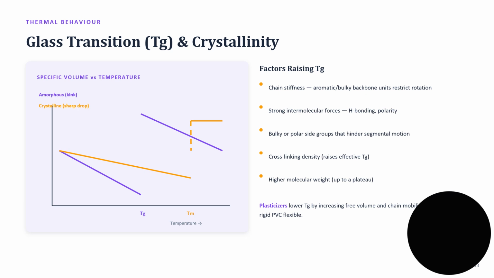a distinct kink, a change in slope. Above Tg, the polymer is in a rubbery, flexible state with segmental chain motion active. Below Tg, that motion freezes out and the polymer becomes a rigid glass. For a semi-crystalline polymer, you additionally see a sharp, discontinuous drop in specific volume at the melting temperature Tm. This is a true first order phase transition, unlike the second order glass transition. What factors raise Tg?